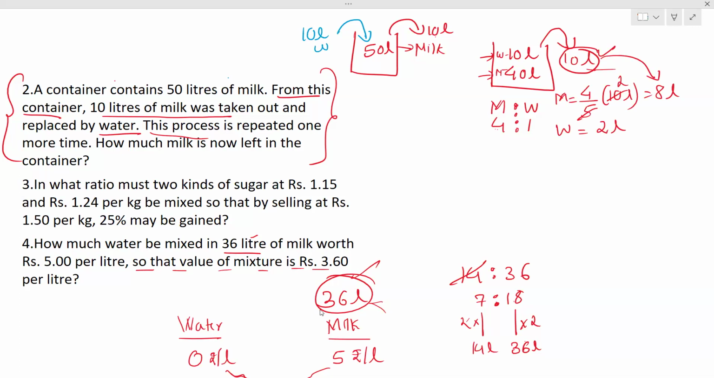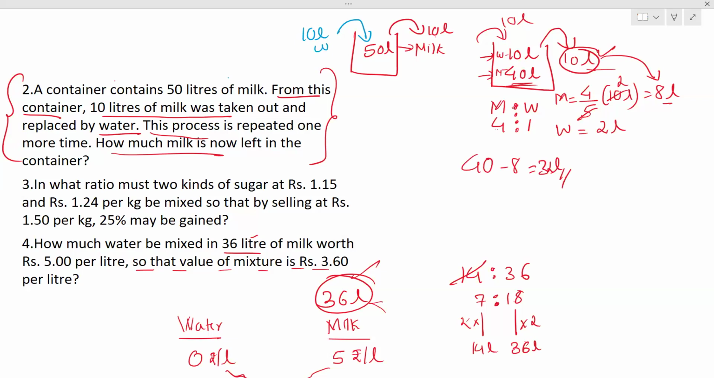Now, what do we need to calculate? We need to calculate, in this repeated process, how much milk is left in the bowl now. If 40 liters was there, out of that 8 liters is gone. Do not worry about how much water is added again. 10 liters is added again, but not to worry. We are concerned with milk only. So 8 liters of milk is lost out of 40. 40 minus 8 gives me how much? 32. 32 liters of milk is remaining.